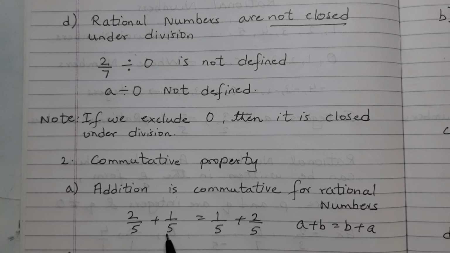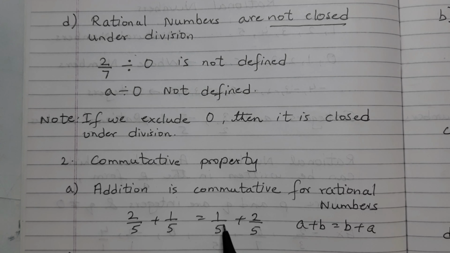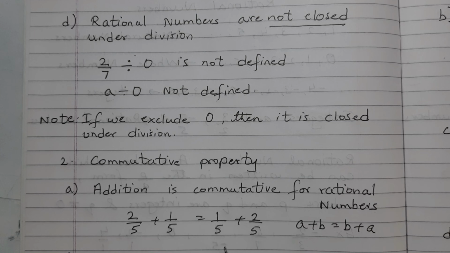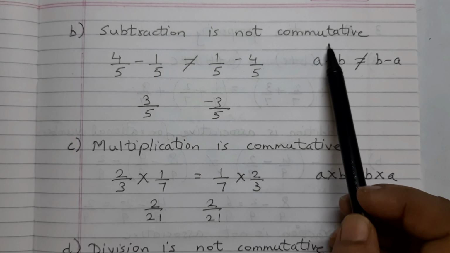2 by 5 plus 1 by 5, that's 3 by 5. And on this side, write 1 by 5 first. So 1 by 5 plus 2 by 5, that's 3 by 5. The answer remains the same.